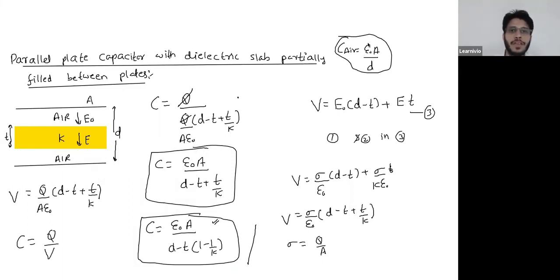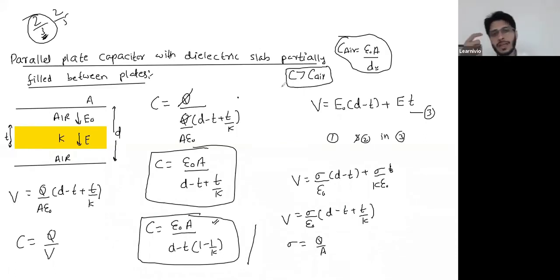See, Joanna, the numerator in both cases is the same, but in C air your denominator is D, while for C with dielectric your denominator is D minus T. Subtracting something from the denominator, the denominator decreases, so the overall function increases. Like out of 2 by 3 and 2 by 5, 2 by 3 is greater because its denominator is smaller. So you can say that C is greater than C air. So if you introduce a dielectric slab partially, then again your capacitance will increase. Is it clear? Yes, sir. Okay, this is noted down.